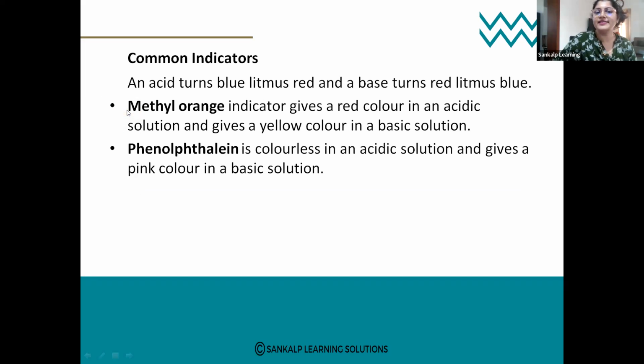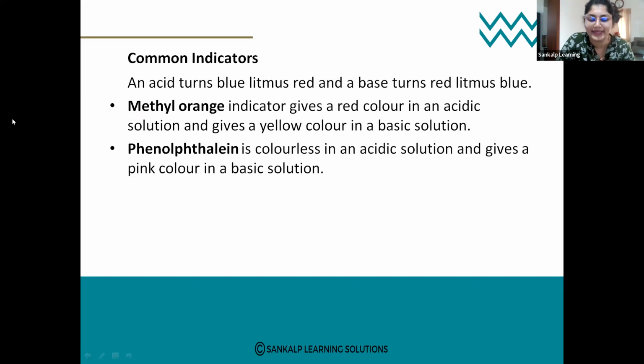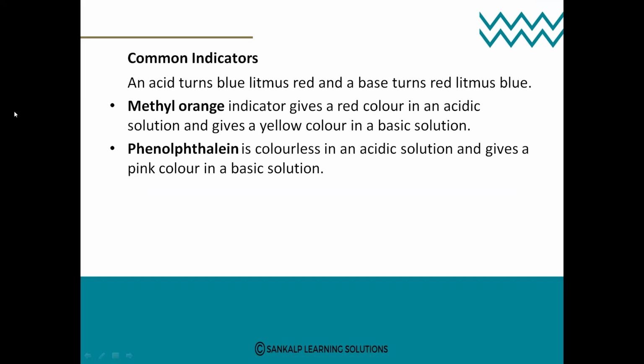Next we studied about indicators, that is natural indicators and synthetic indicators. In synthetic indicators you have two types, that is phenolphthalein indicator and methyl orange. Methyl orange turns into red in acid and yellow with a base. Next is universal indicator.